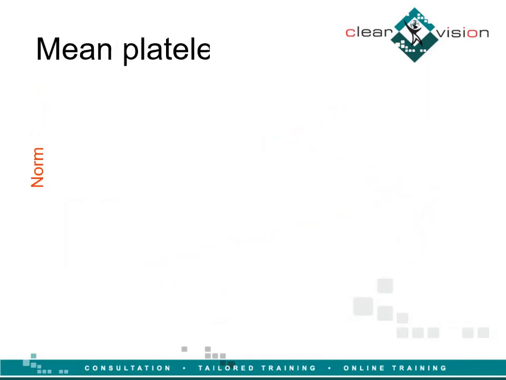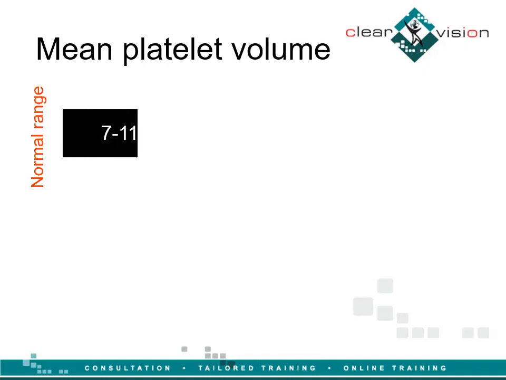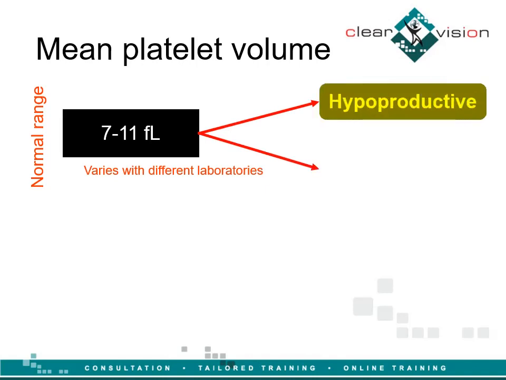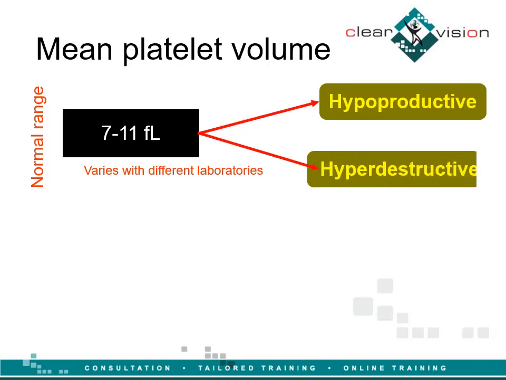The normal range for mean platelet volume is between 7 to 11 femtoliter, and it varies with different laboratories. Clinicians use MPV to differentiate between hypoproductive or hyperdestructive causes of thrombocytopenia.